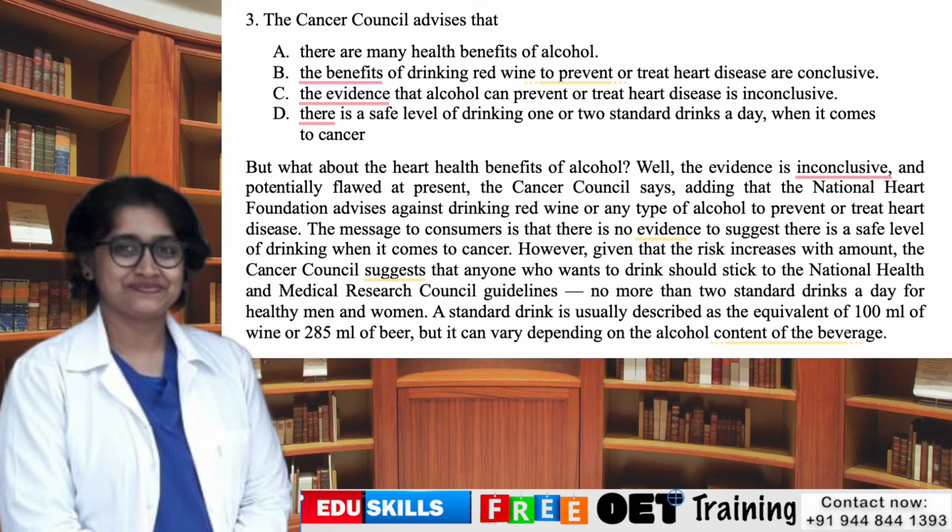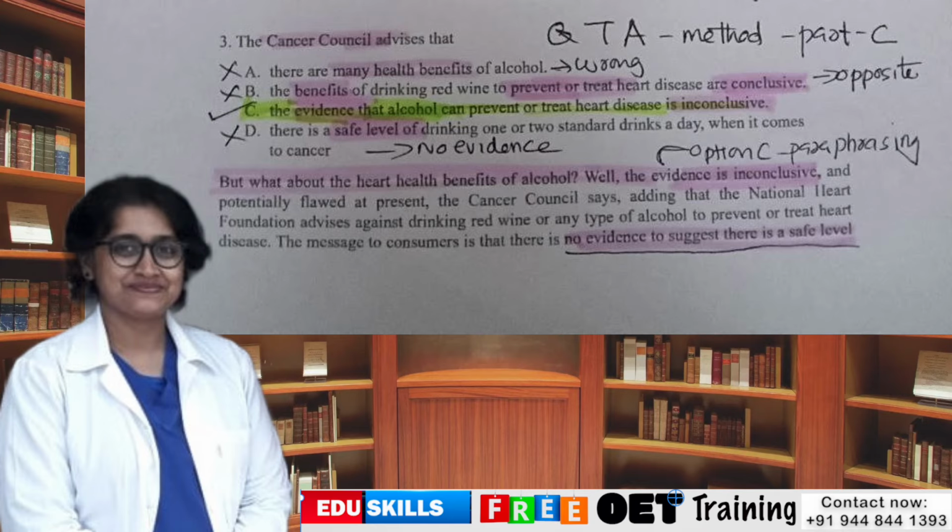So in part C, the method used is question, text and answer, the QTA method. First we will read the question, then go to the text, then come back to the answer options. The Cancer Council advises that, so here the key hedging word is Cancer Council. Whenever a name is there, we have to highlight that and go directly to that name in the text. So let's go to the name in the text directly.